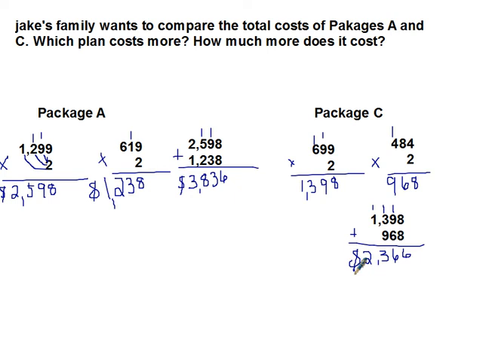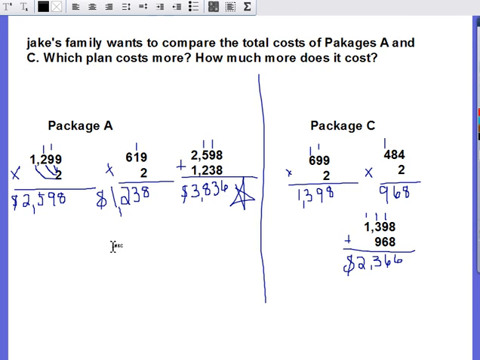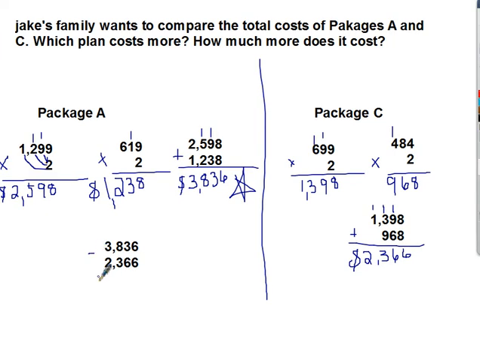Okay, so now they want to know, first of all, which one would be the one that costs the most between package A and C. Package A looks like that's the more expensive one. But if we want to find the difference between the two packages, I'm going to subtract them. So make sure you have your highest one first. So 3,836 minus 2,366. Okay, to find the difference between the two. How much more is package A than package C?